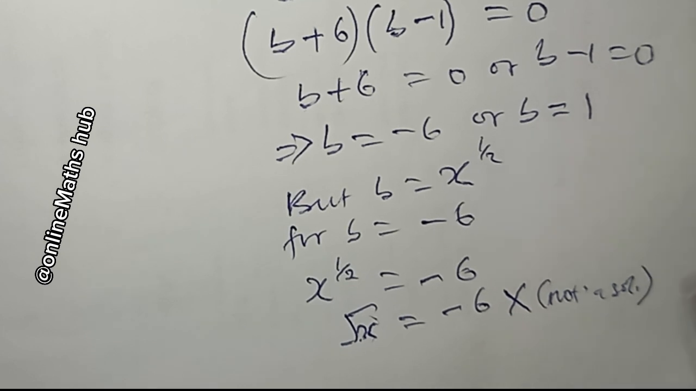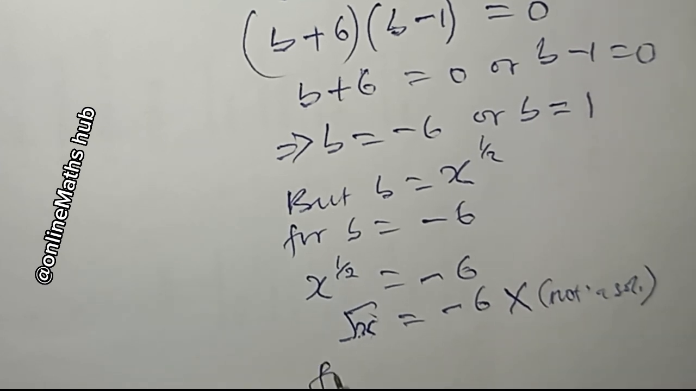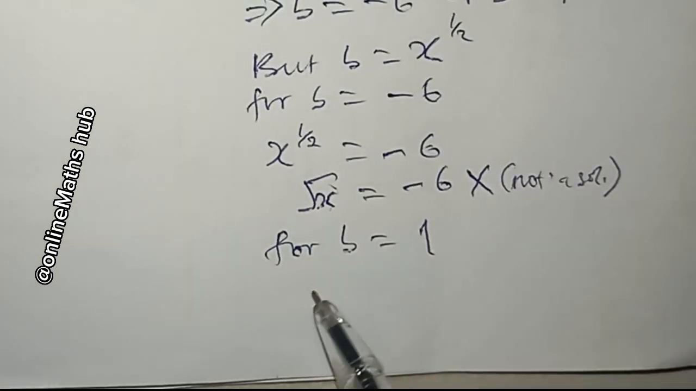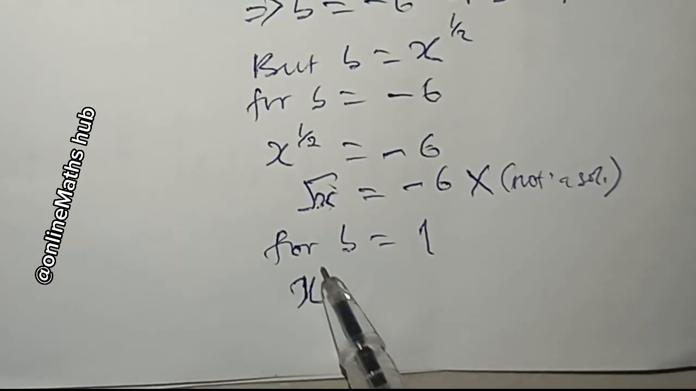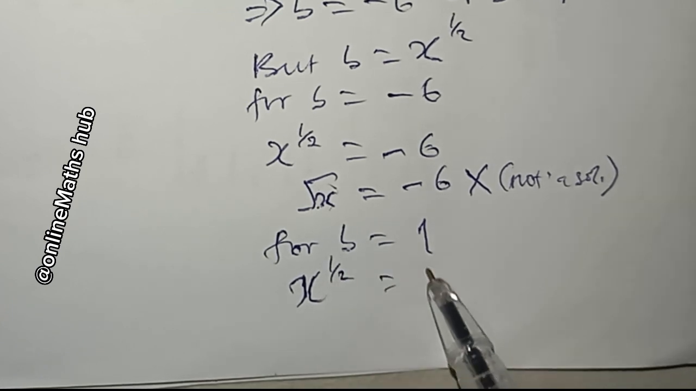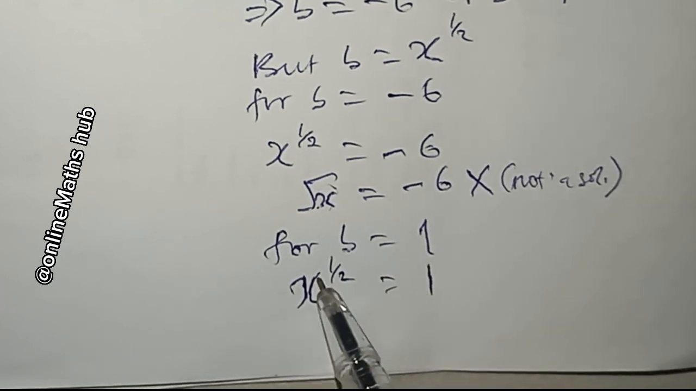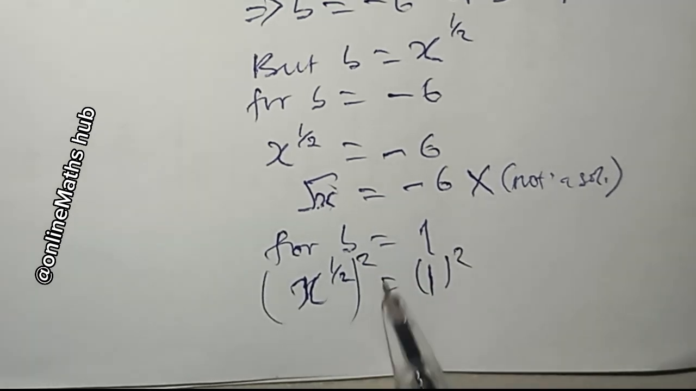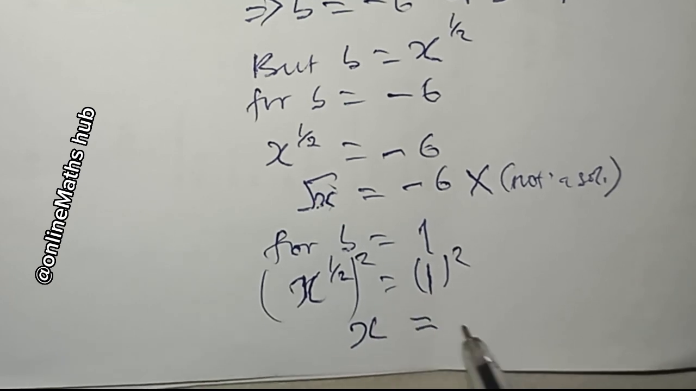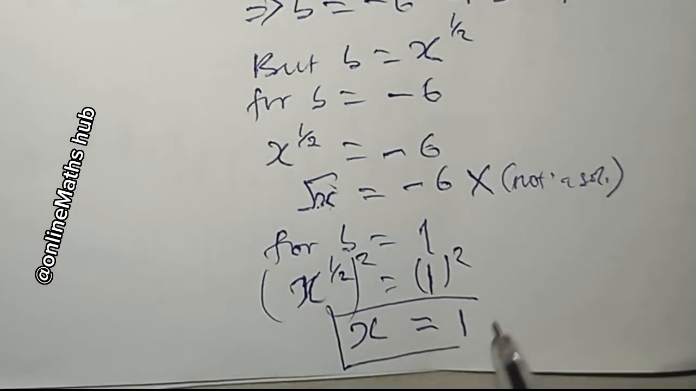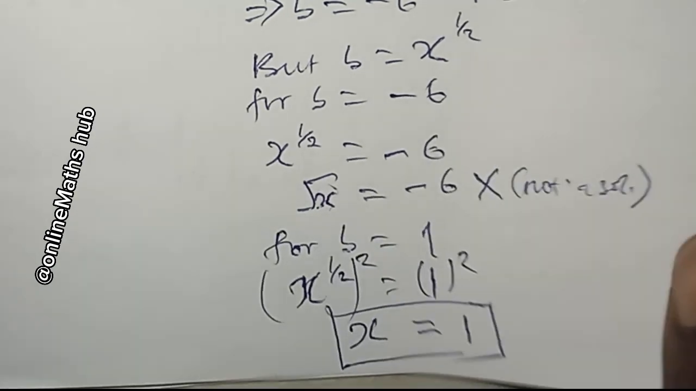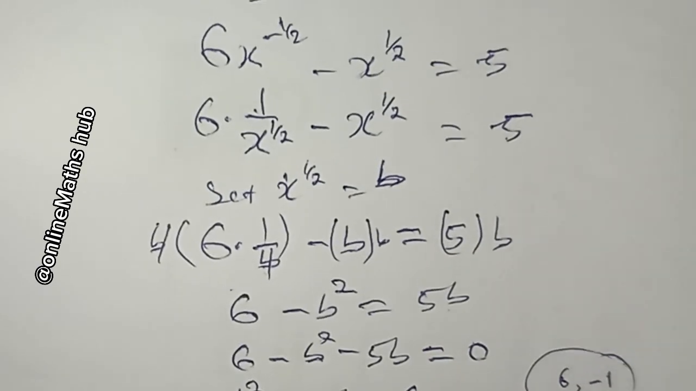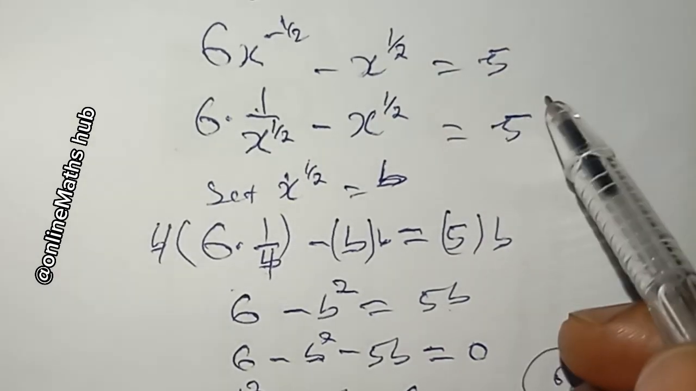Okay, and then I can check the second one for b equal to 1, so that now I have that x power 1 over 2 is equal to 1. Okay, and of course, if you square both sides, you're going to have that x is equal to 1. So x is equal to 1 is actually the only solution that satisfies this equation you are seeing over here.